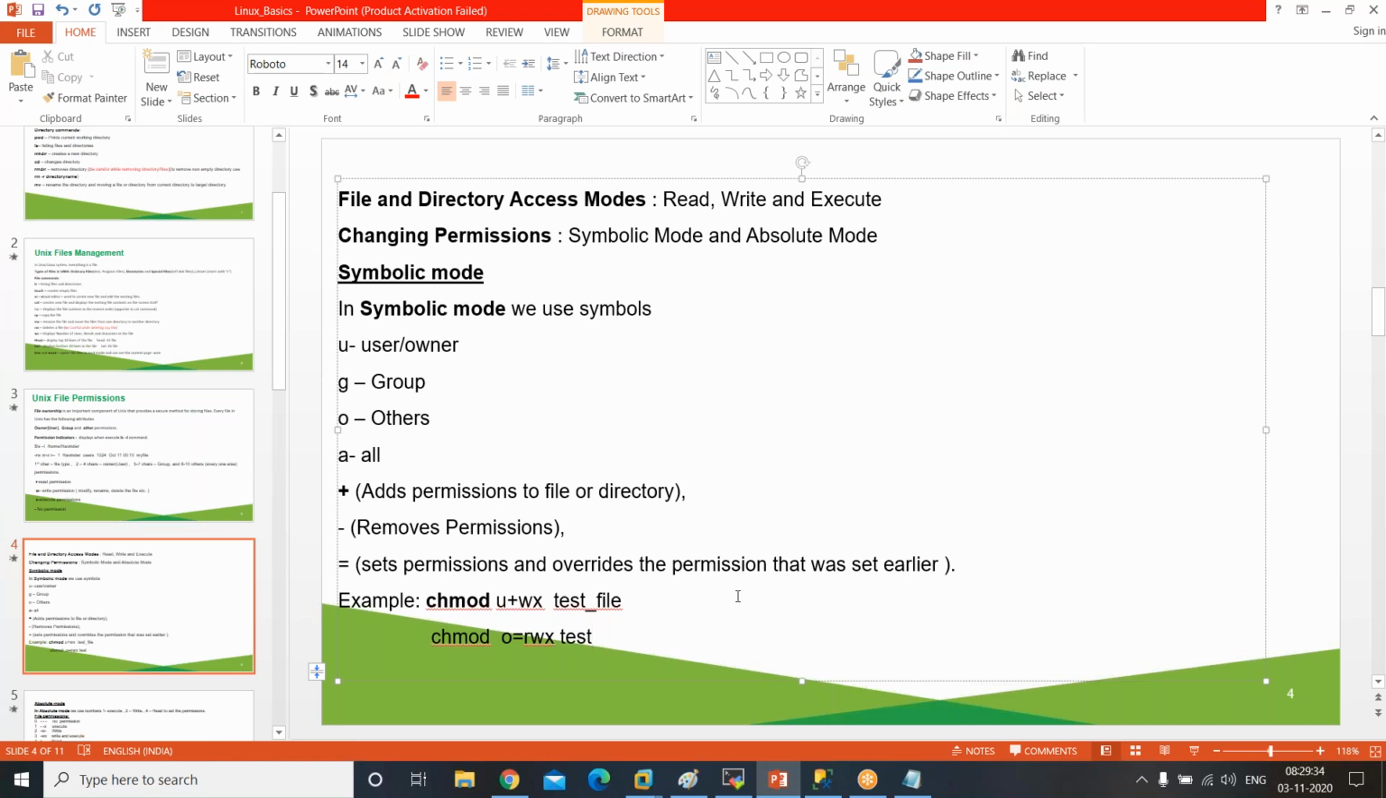Equal to sets the permission and overrides the permission that was set earlier. Basically, whatever the permission was doesn't matter. What you are applying here, it is going to apply that automatically. Okay. This I don't use anyway, no need to worry.